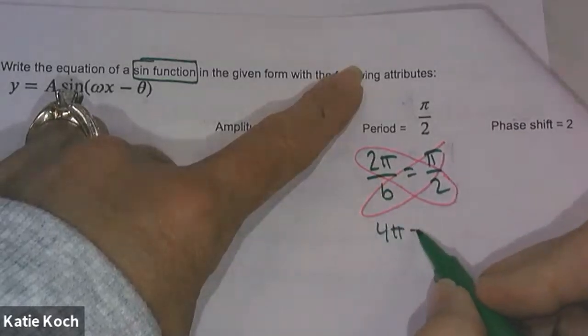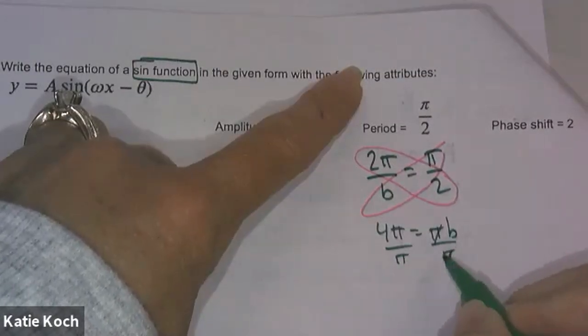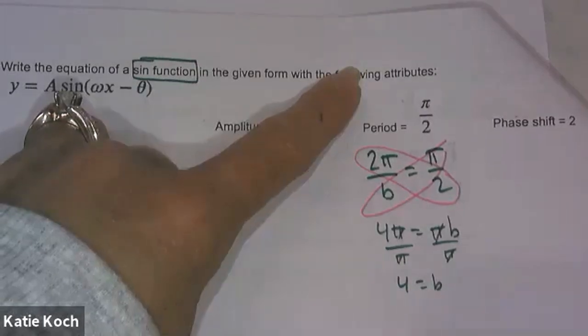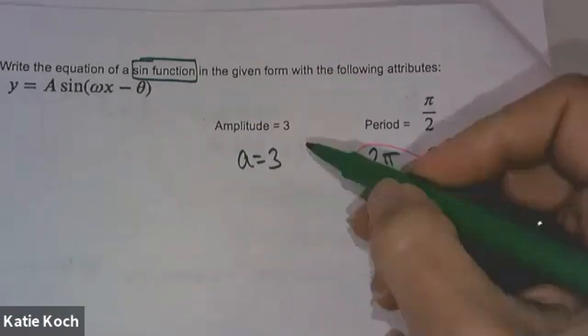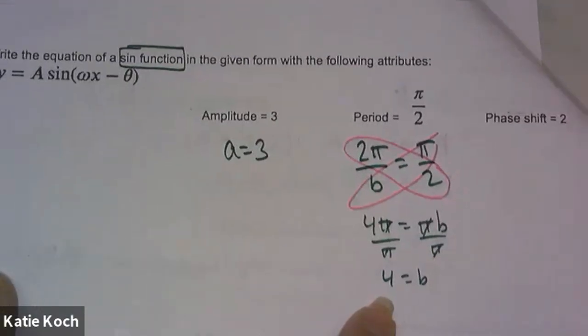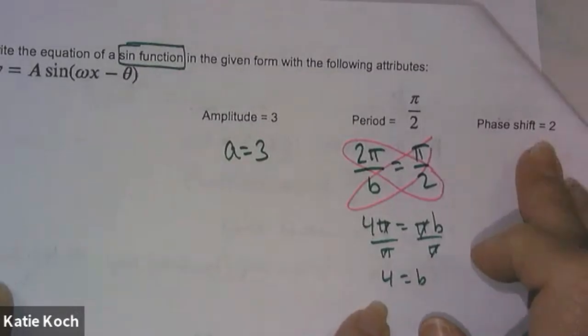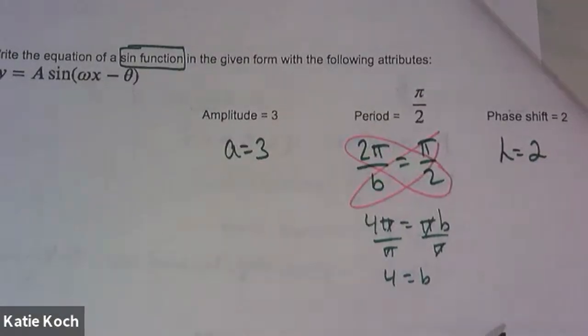So you can see that when you divide both sides by pi, 4 is equal to B. Or it makes sense: pi over 2 is the same thing as 2 pi over 4. So A is 3, B is 4. And they told me a phase shift, so that's my H number, or my PS, is 2. And they didn't give me a K, so I know K is 0.